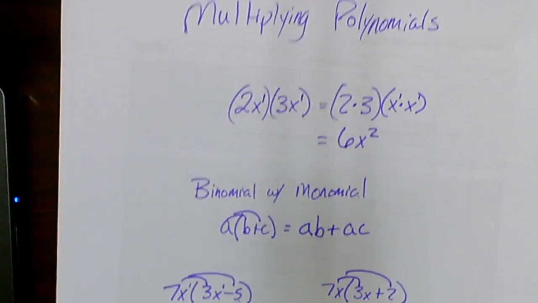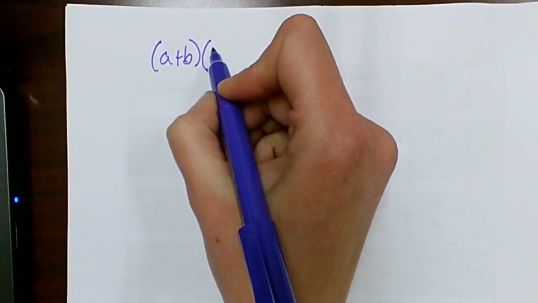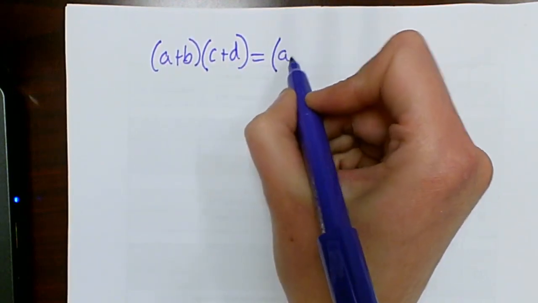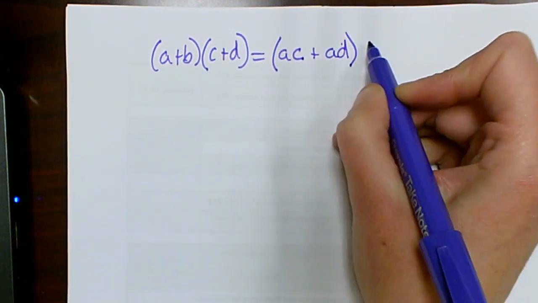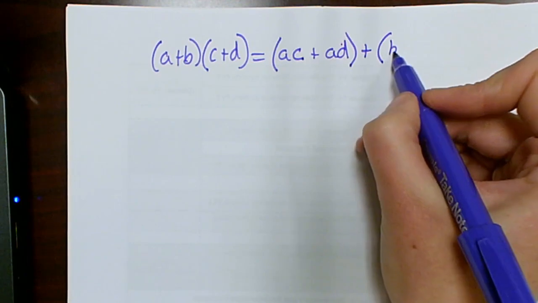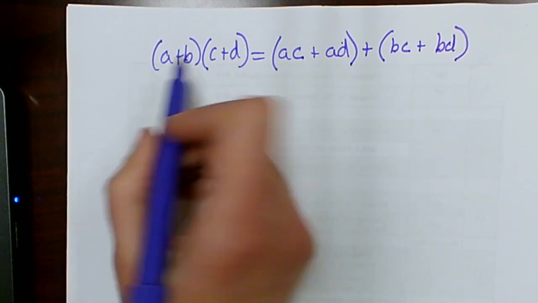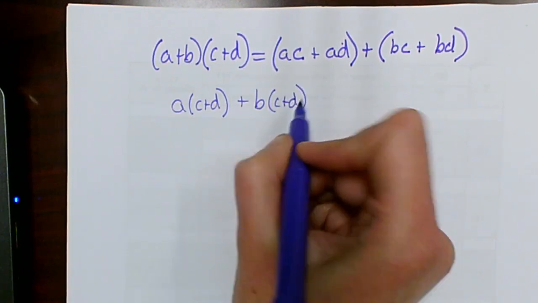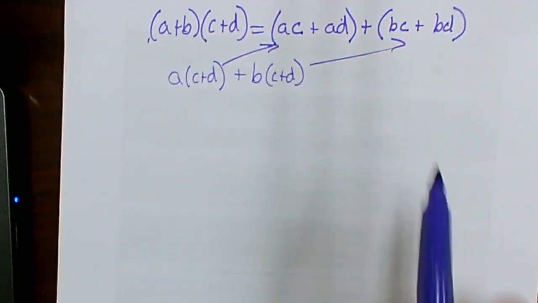Now, let's multiply two binomials together. So the definition of multiplying two binomials together, you're going to take a times c plus a times d plus, you're going to take b times c plus b times d. Okay? So technically what you're doing is a times c plus d plus b times c plus d. Okay, so you're taking each of those terms and applying the distribution property to each of them.